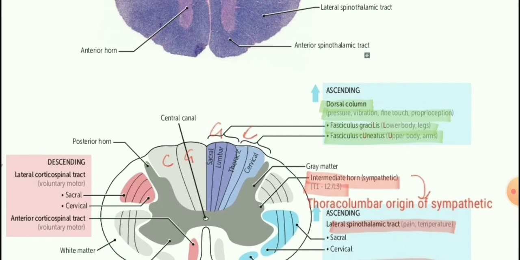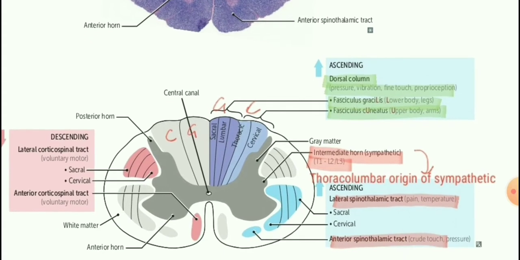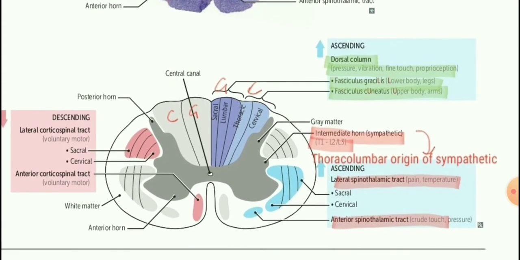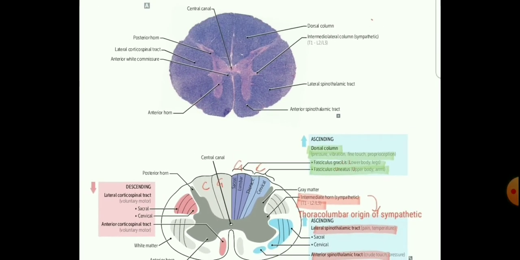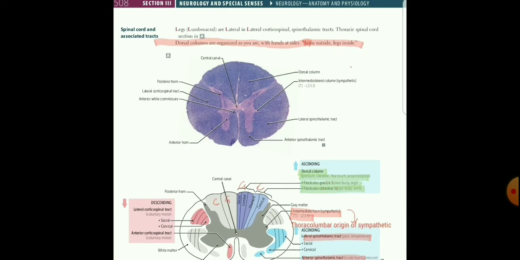So gracilis takes lower body sensations for pressure, vibration, fine touch, and proprioception. This fine touch shouldn't be confused with crude touch, that is the task of the anterior spinothalamic tract. And it is written here as well, dorsal columns are organized as you are, with hands at sides, arms outside, legs inside. So this is an MCQ.